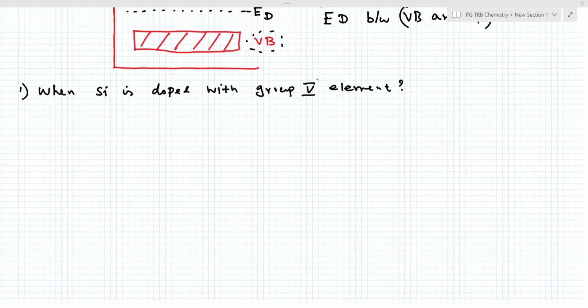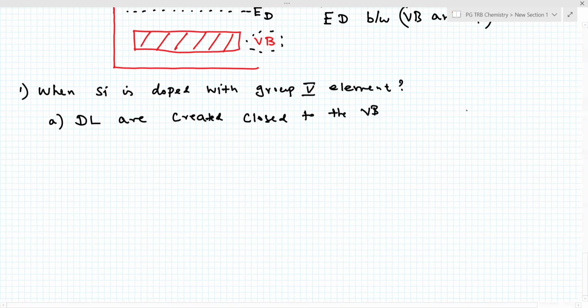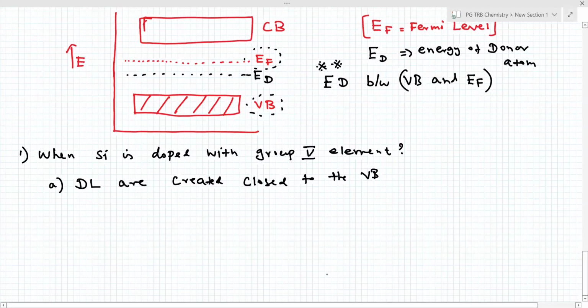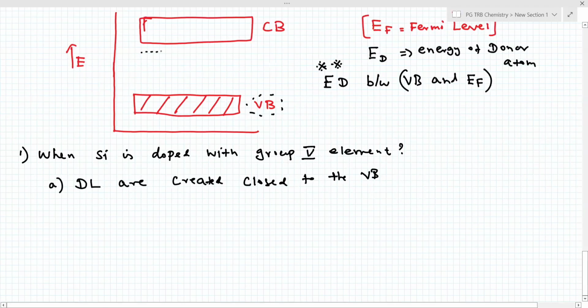Now go with the question. First option: the donor levels are created close to the valence band. But just wait, a small change. It is the same now. Is there another Fermi level? Yes or no? The energy of the Fermi level. This is the energy of the donor atom.